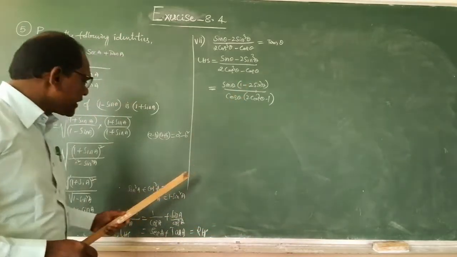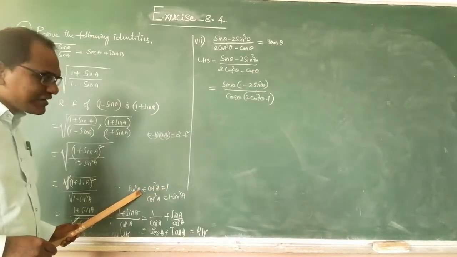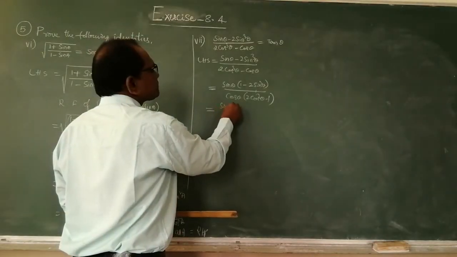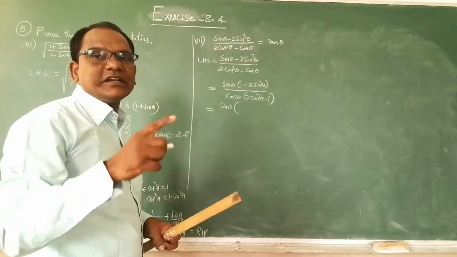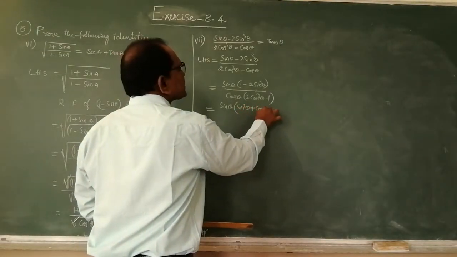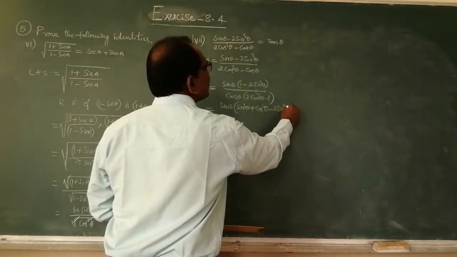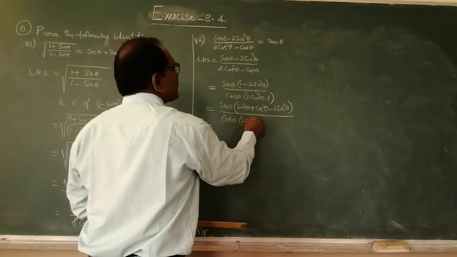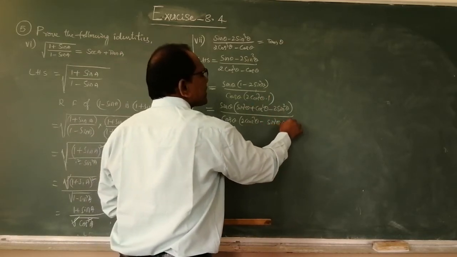Instead of 1 we can use the identity. What is identity 1? sin square a plus cos square a equals 1. Sin square theta plus cos square theta equals 1 also we can write. So instead of 1 I am writing the sin and cos identity relation: sin square theta plus cos square theta, minus 2 sin square theta. In the denominator, 2 cos square theta minus 1, I write the same formula, sin square theta plus cos square theta.